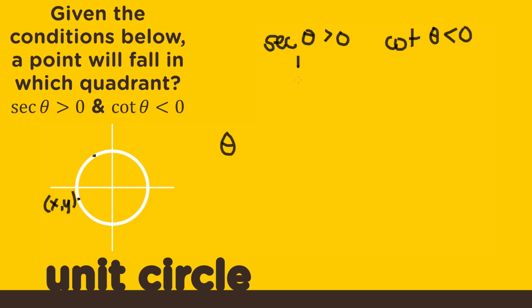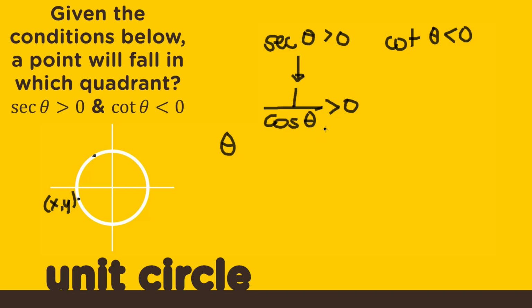Let's start. Secant theta is actually the reciprocal of cosine. This is 1 over cosine theta. This would mean if secant theta is greater than 0, then this ratio is also greater than 0. Okay? When would this be greater than 0? When would a fraction, a rational expression, be greater than 0, or in short, positive?